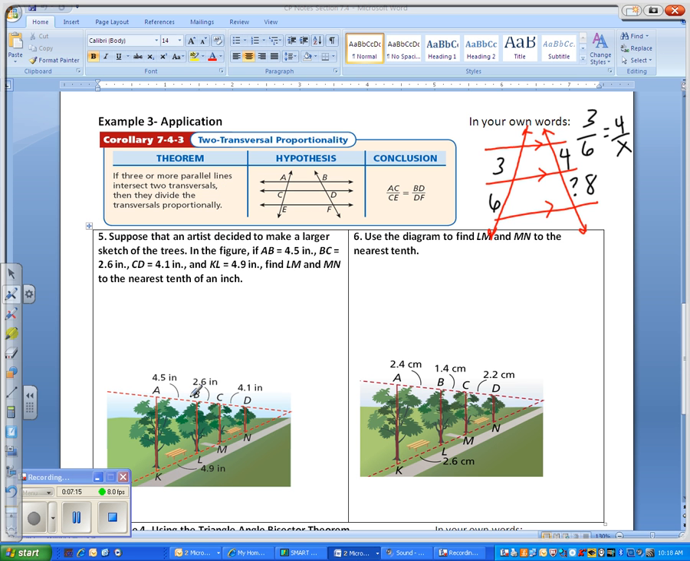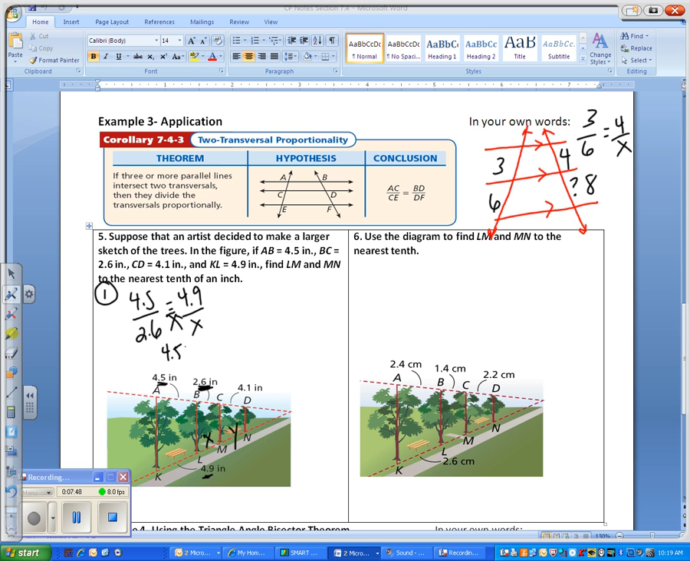So in number 5, we want to know 2 things. We want to know what LM is and we want to know what MN is. So since we need to know 2 things, we'd have to set up 2 proportions. So the first one I'm going to solve for is x. Now I know x is across from the 2.6, and we already know one is 4.5 and one is 4.9. So what I'm going to do is I like to look from the same side. So I'm going to put 4.5 over 2.6. So I went left to right, is 4.9 over x. That's one way you can do it, and then you're going to cross multiply.